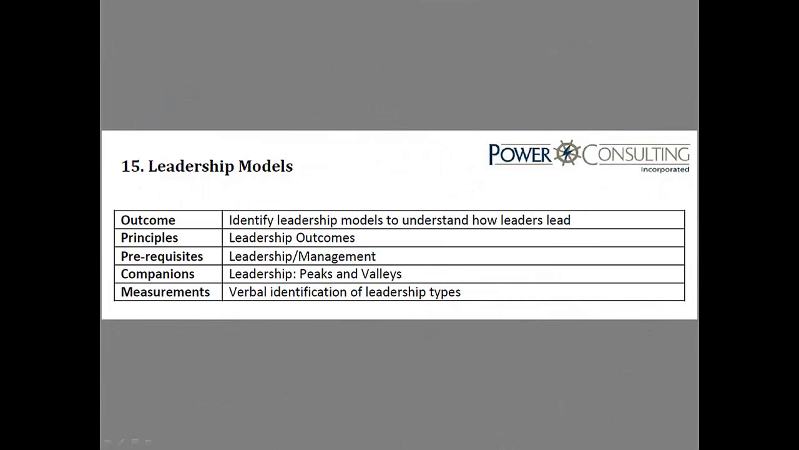Welcome to Module 15, Leadership Models. The outcome is to identify leadership models to create a deeper understanding of how leaders actually lead.